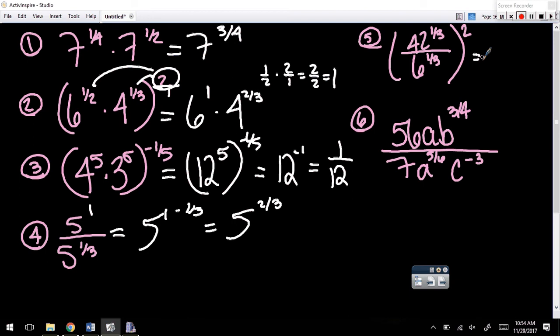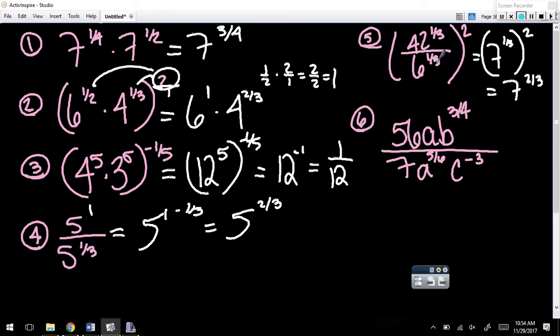What's 42 divided by 6? 7. So now I can change that to 7 to the 1/3, squared, which becomes 7 to the 2/3. Yes, multiply that. Wait, is that 1/5? No, that's a 1/3. Okay. Yes.